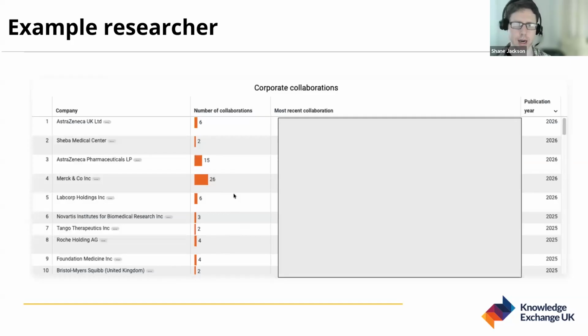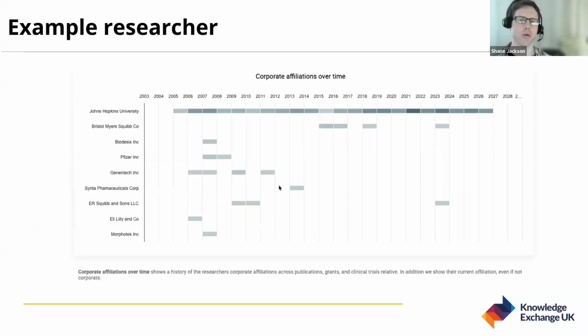So we can show you here which specific companies they've most frequently collaborated with, what the total number of collaborators is, what the most frequent or most recent collaboration with a given company is, and then how recent that was by year. An additional thing we can show you is the corporate affiliations.